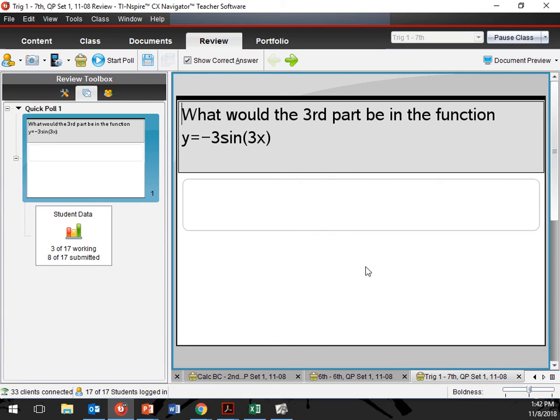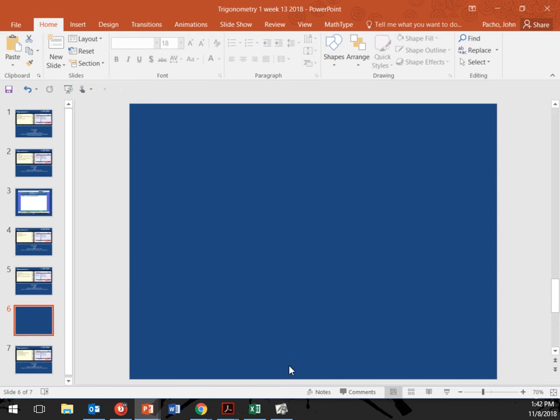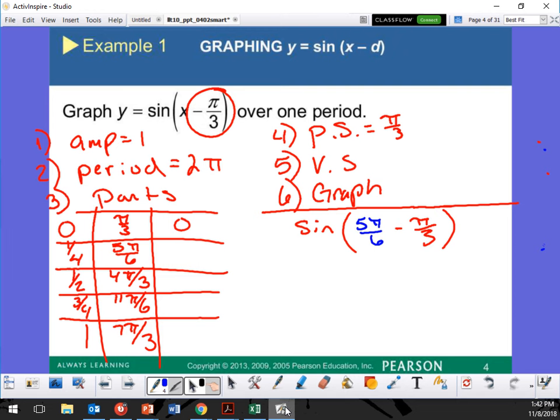Oh, I put 6. How did I get 6? No, you're right. I don't know what just happened there. Yeah, it's pi over 2. Now, what is sine at pi over 2? 1, right? So this is 1.